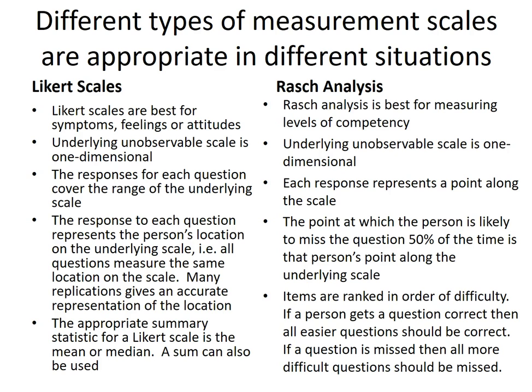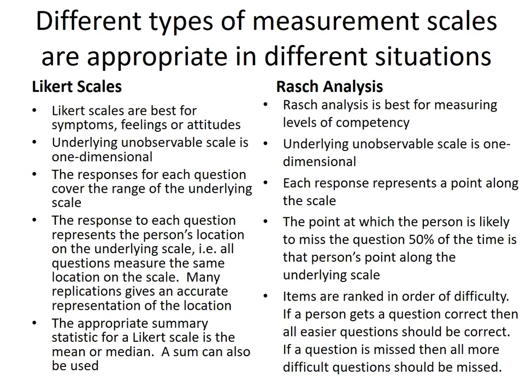In Likert analysis, the response to each question represents the person's location on the underlying scale, and Rasch analysis is similar, but you can think that at the point where a person on this scale misses a question 50% of the time, that's where that person is located on the scale. The appropriate summary statistic for a Likert scale is the mean or median, but a sum can also be used. A sum is used in the CISS, and it's usually 16. Above 16, people consider you to be symptomatic.